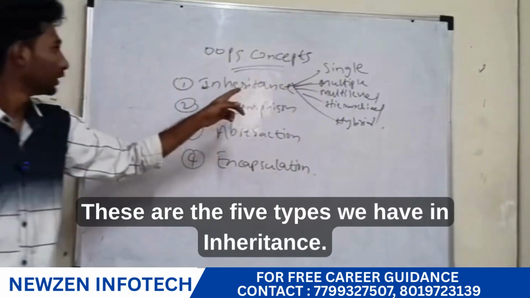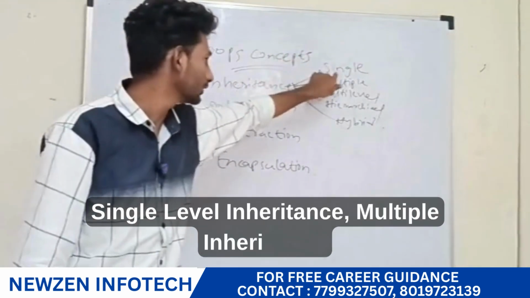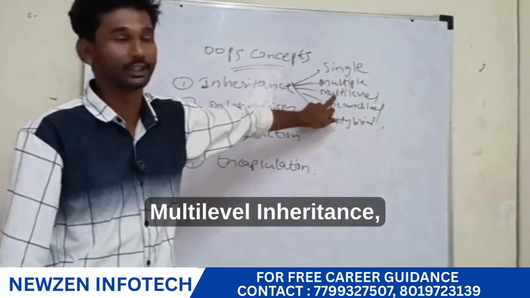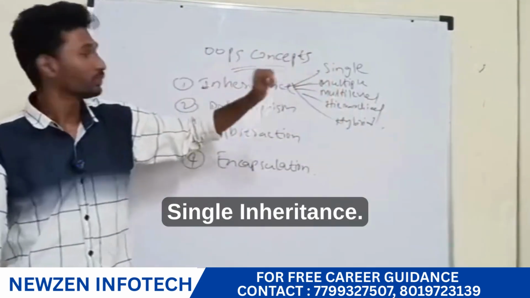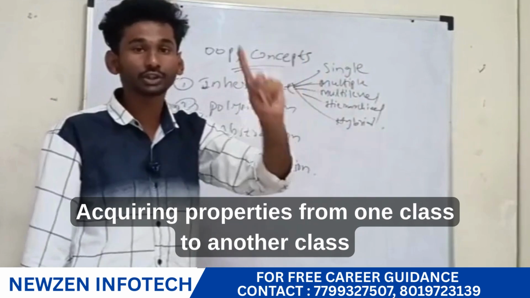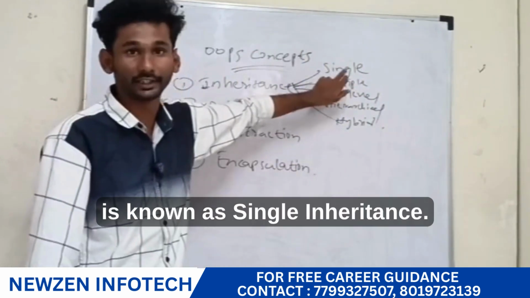These are the five types we have in inheritance: single level inheritance, multiple inheritance, multi-level inheritance, hierarchical inheritance, and hybrid inheritance. Single inheritance, acquiring properties from one class to another class, is known as single inheritance.